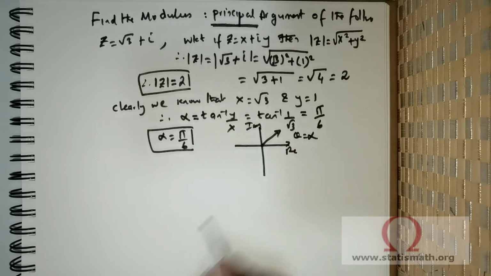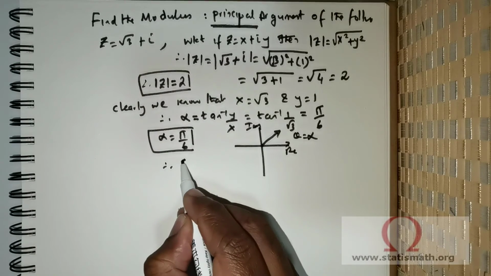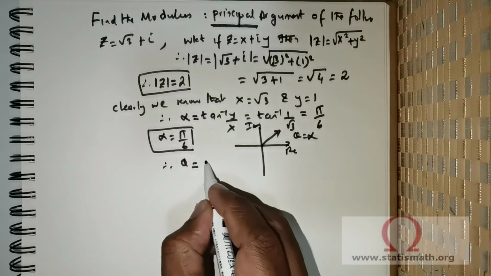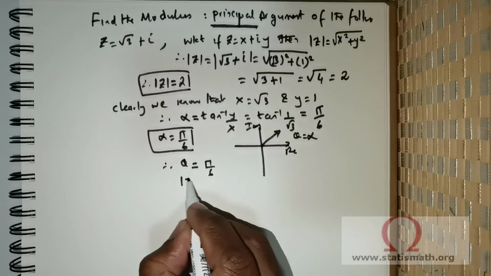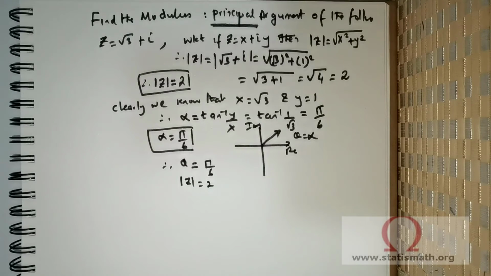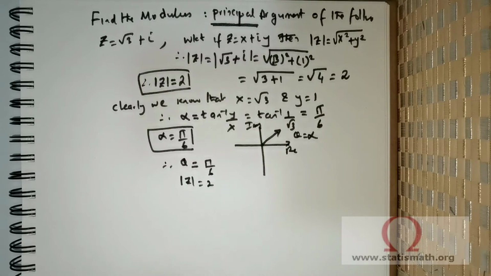This is the imaginary part. So therefore the principal argument is pi over 6 and the modulus is given to be 2. And that completes the solution for this question.